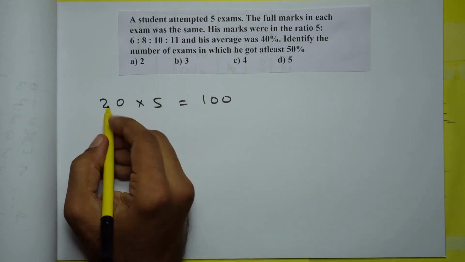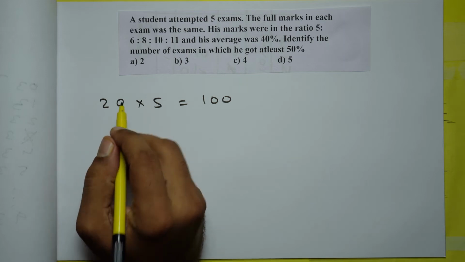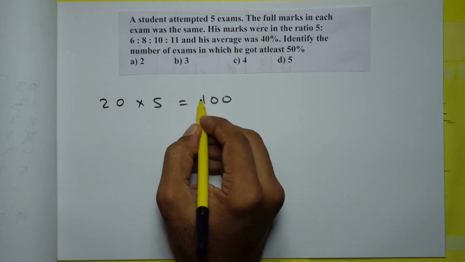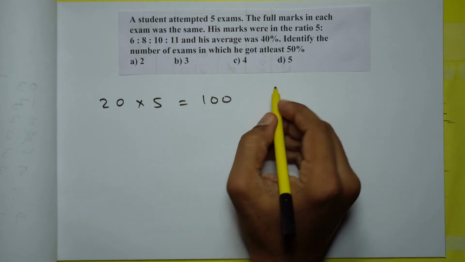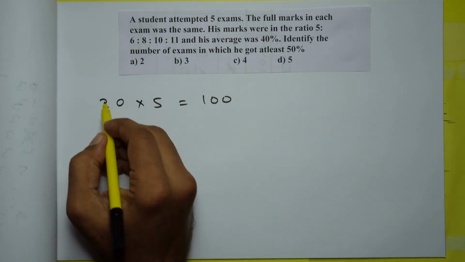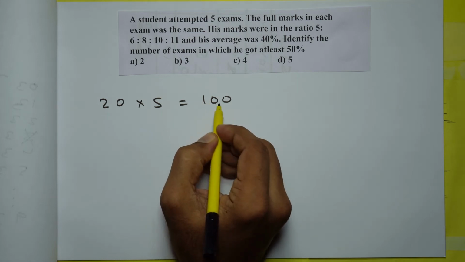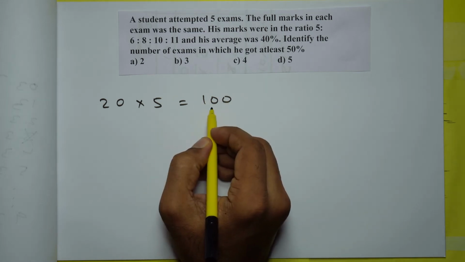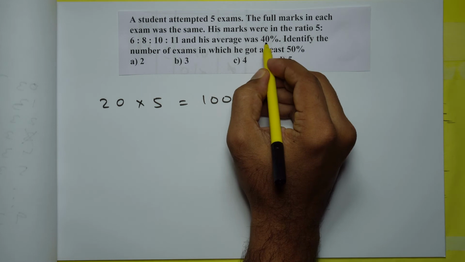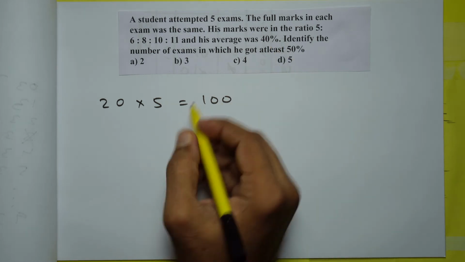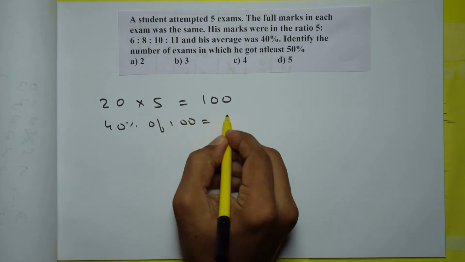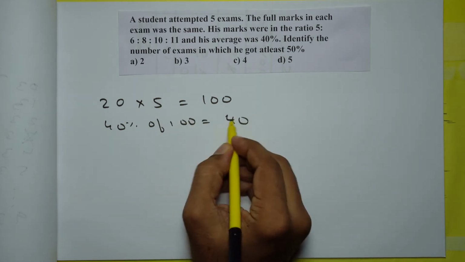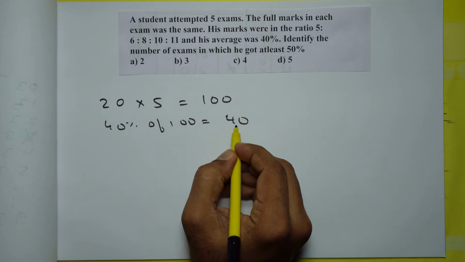Now the reason we are assuming it is 20 is that if you assume it is 20 into 5 it will become 100. Then with 100 we can easily calculate the percentages. That is why. And his average was 40 percentage. So 40 percentage of 100 is 40. So altogether what he actually scored is 40.